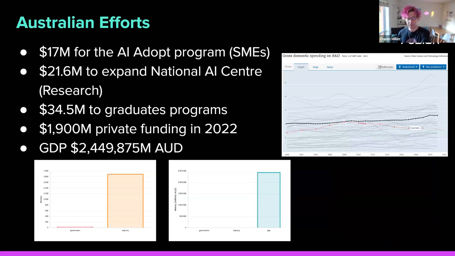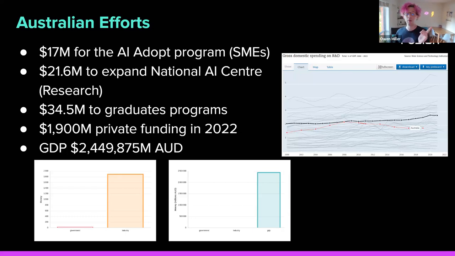So, moving on to the economy, Miles. Some numbers for context. The government is trying to help in a way: $17 million to help small and medium enterprises learn how to make the most of AI, $22 million for the National AI Center, so that's researchers, and then $35 million for graduates. You'll notice, though, no funding for the government itself. How come the government isn't making the most of this new trend? On these charts, for comparison, how much the government is spending compared to what private industry spent in 2022 barely even registers as pixels on the same graph.